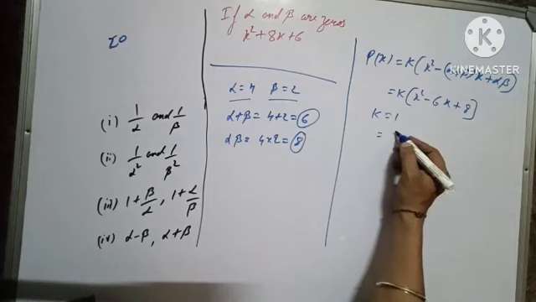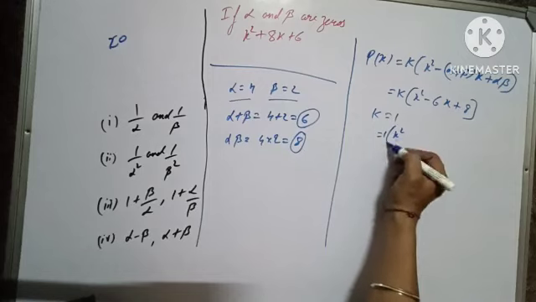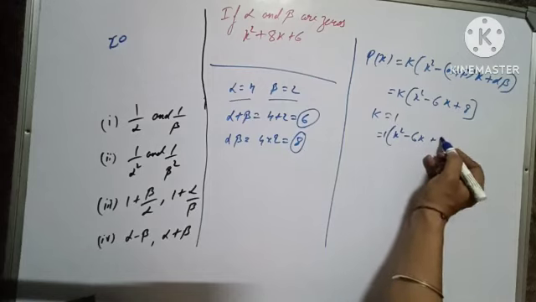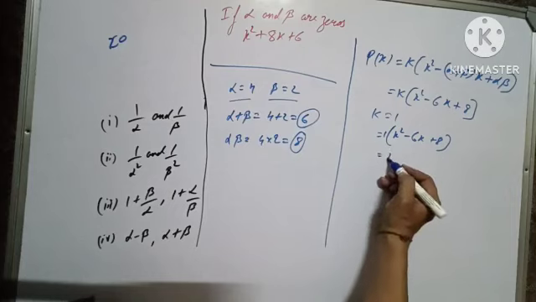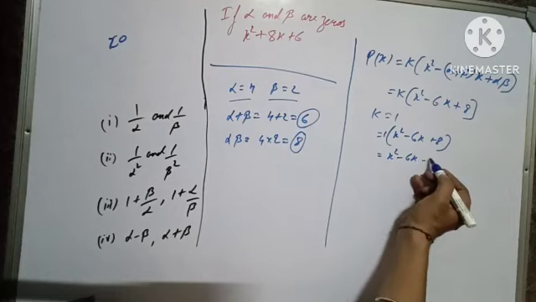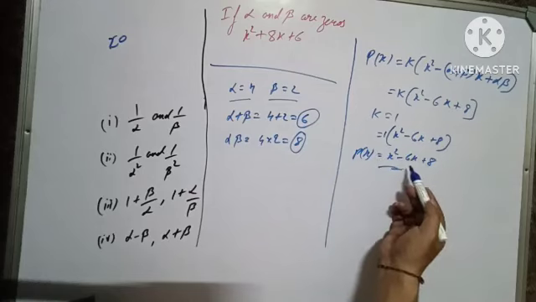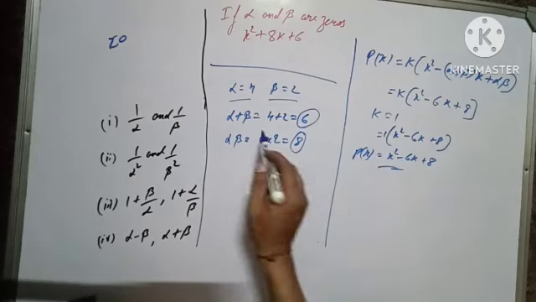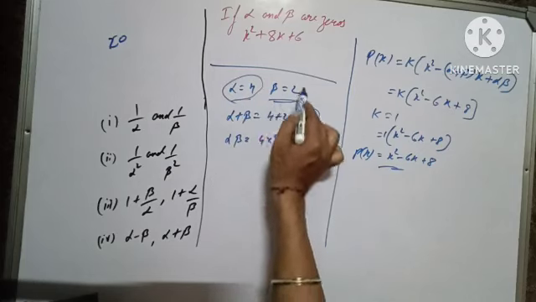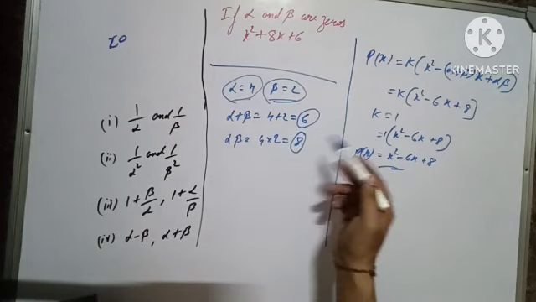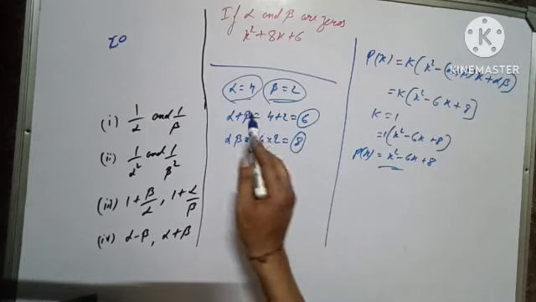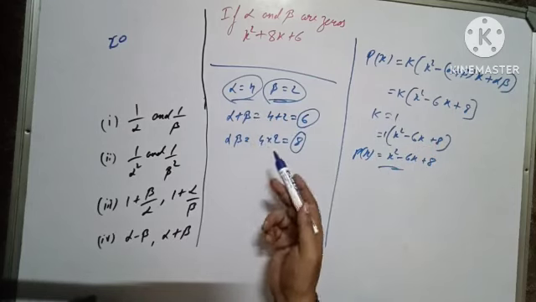So 1 into x squared minus 6x plus 8. 1 into x squared is x squared, minus 6x plus 8. So the polynomial is x squared minus 6x plus 8 if alpha is 4 and beta is 2. In this way we will find the polynomial if we know the zeros of that polynomial.